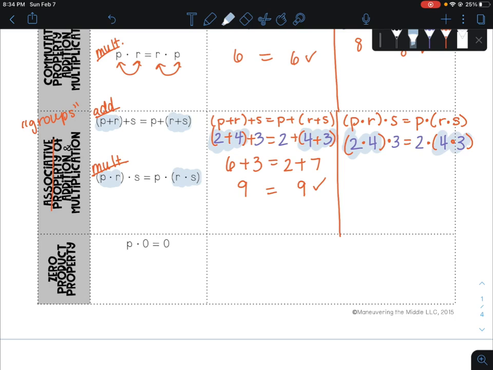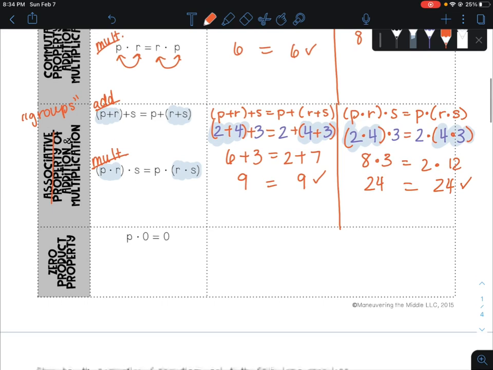So we'll do our parentheses first on both sides to check it. This is going to be 8, then times 3. Over here, we're going to get 12 times 2, 24, 24, and it is indeed equal, exactly how we wanted it to be.